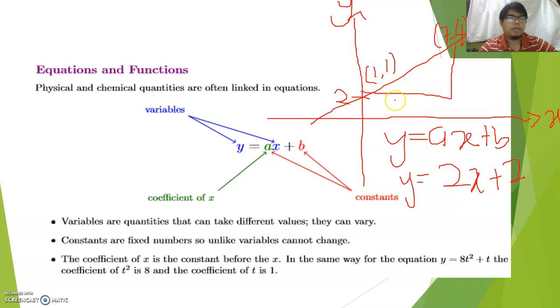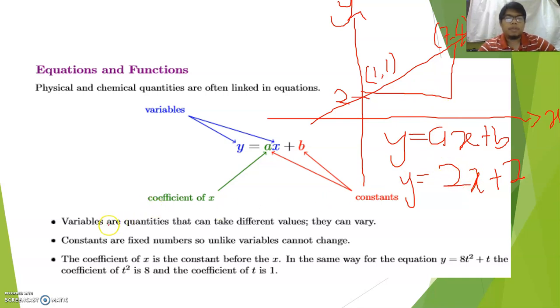Here 2 is the constant, and this 2x, the coefficient of x, we can get from the graph by using the formula m, or gradient, equal to y2 minus y1 over x2 minus x1. y2 is 7, y1 is 1, x2 equal to 4, and x1 equal to 1. So 7 minus 1 is equal to 6, 4 minus 1 equal to 3, 6 divided by 3, we have 2 here.